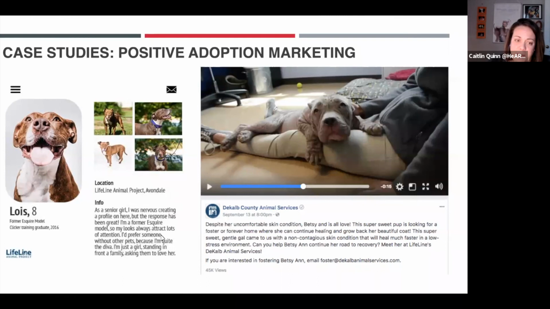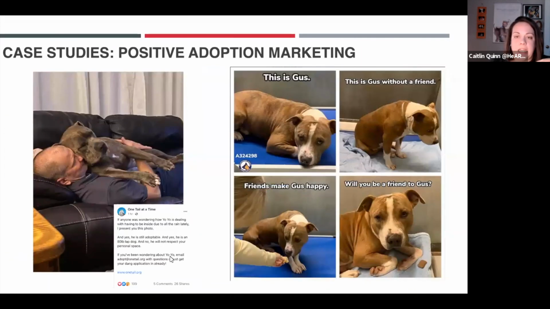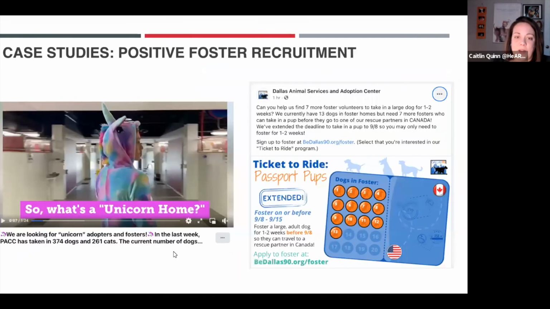This is another great example. The one for Lois is they're describing a senior dog who doesn't want to live with other dogs. That's the observed behavior that they have in their care. And so they find a really nice way of saying it. She'd prefer someone without other pets because she's really quite the diva. And then they end it with, I'm just a girl standing in front of a family asking them to love her. So the full package of this adoption marketing is that they are marketing these animals as individuals. And that's the big takeaway when it comes to adoption marketing. These are two also amazing, just inspirational examples I'll let you explore on your own.